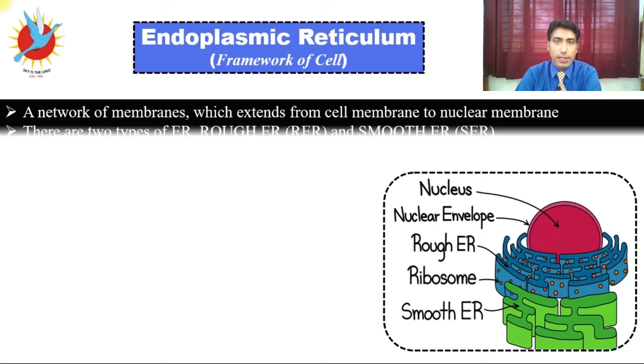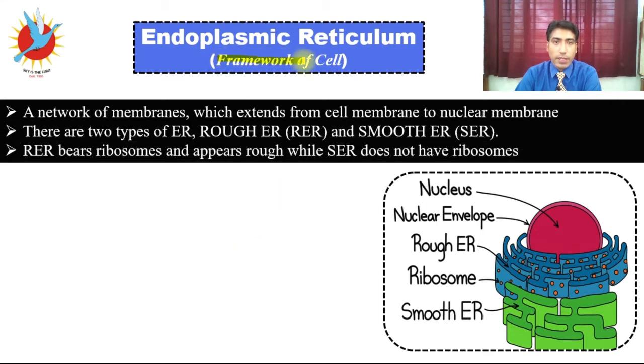Our next cell organelle is the endoplasmic reticulum. Endoplasmic reticulum is called the framework of the cell. Why is it called the framework of the cell? We will get to know this very soon, but before that I would like to tell you that the endoplasmic reticulum is a network of membranes which extends from the cell membrane to the nuclear membrane. So it is a junction between the cell membrane and nuclear membrane. Here you can see that this is our nucleus and these are the endoplasmic reticulum. This area is endoplasmic reticulum. So it is present on one side with the nuclear membrane and on another side with the plasma membrane or cell membrane.